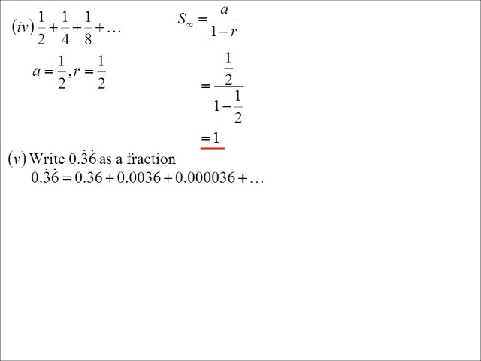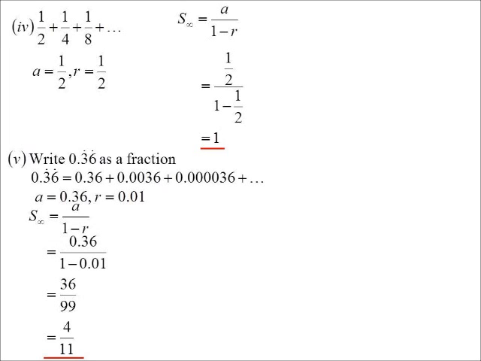The first term is 0.36. The ratio is 0.01. And so I can use my infinite series formula, a on 1 minus r, and we get 0.36 on 1 minus 0.01, which is, well, it's actually 0.36 on 0.99, but we don't write fractions that way, so multiply top and bottom by 100, and we get 36 on 99, the answer we were expecting, which of course cancels down to 4 on 11. So make sure you read the question. If it says by expressing as an infinite series or something like that, then they want you to use this formula to come up with the answer.